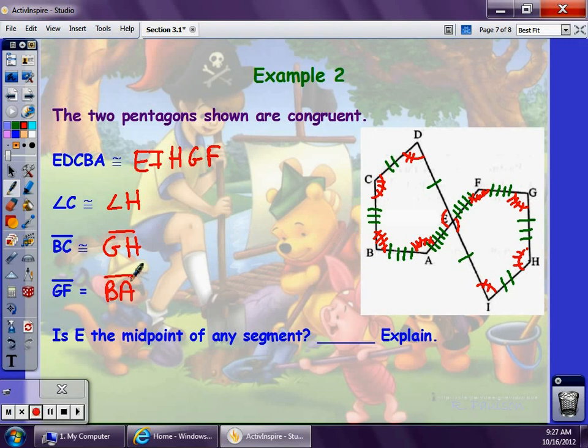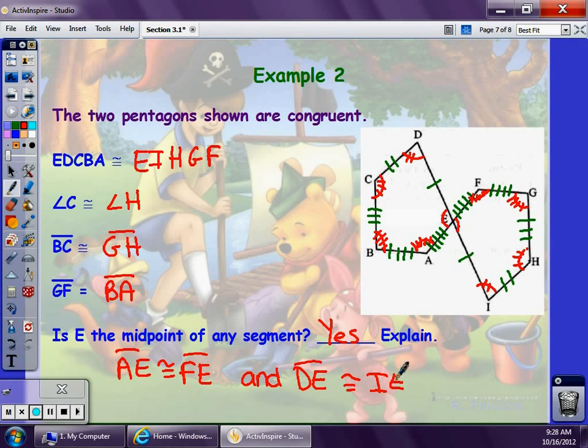So based on what we know about congruent figures and corresponding sides and angles, is E the midpoint of any segment? And the answer to that is yes. We know the midpoint is the point that cuts a segment into two congruent segments. So based on this, we can see that segment AE is congruent to FE, and also that segment DE is congruent to segment IE. So for both of these cases, we can see that E is the midpoint of these two segments.